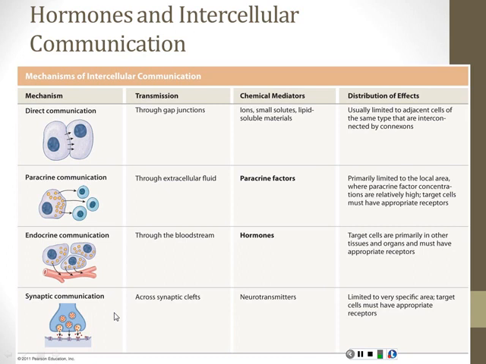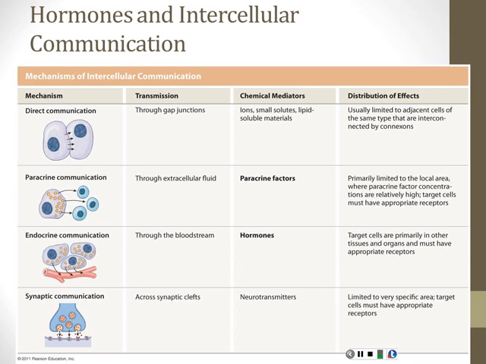All right, and then endocrine communication, which is what this chapter is all about. This is where cells release their chemical messengers into the bloodstream. The blood carries that chemical messenger all over the body, and then it has its effects anywhere that there is a target cell that has a receptor. So one of the themes of the endocrine system is all the cells of the body are exposed to all of the chemical messengers that are being circulated.